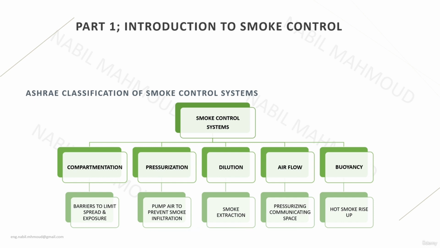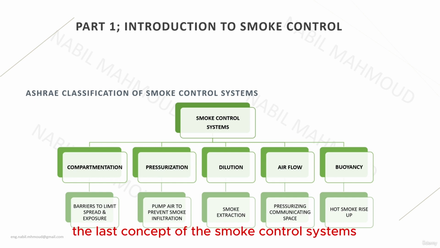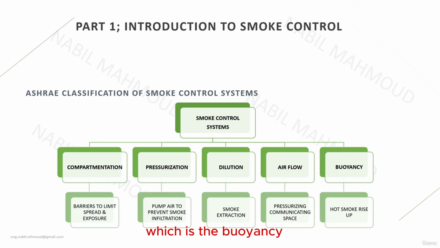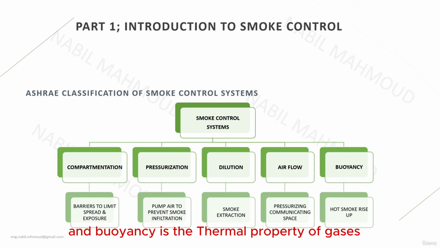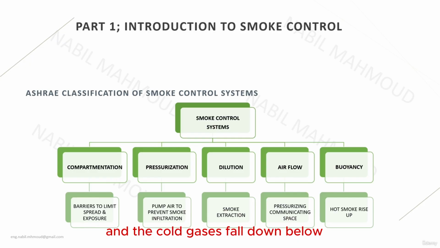And lastly, the last concept of the smoke control systems in accordance with the ASHRAE, which is the buoyancy. Buoyancy is the thermal property of gases. It's simply defined as the hot gases rise up and the cold gases fall down below. So we can utilize this by extracting smoke from high points, because smoke is a hot gas or a combination of hot gases. So by default it will rise up. And this means that you can store the smoke at the high level in a smoke reservoir, or you can extract it from the highest point.